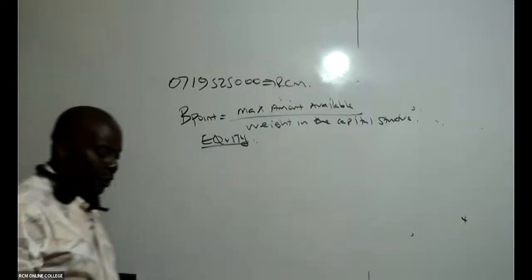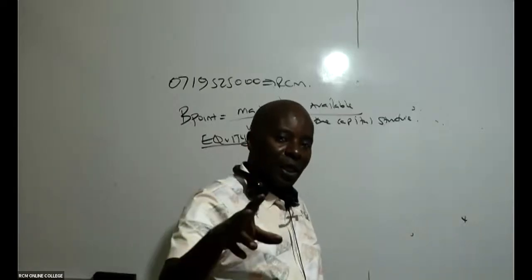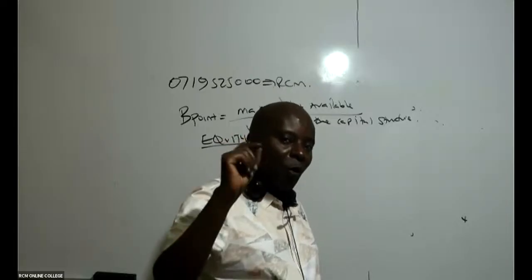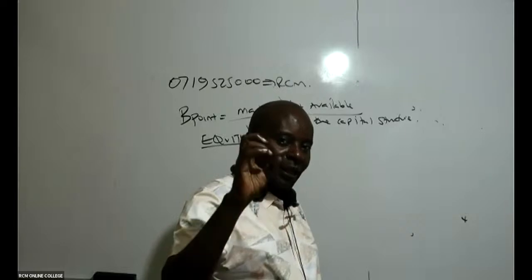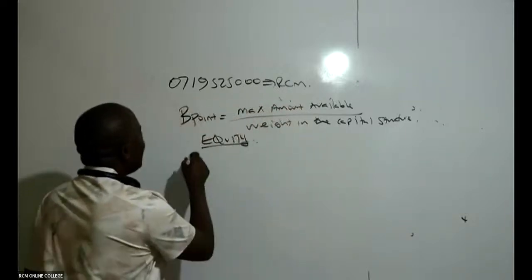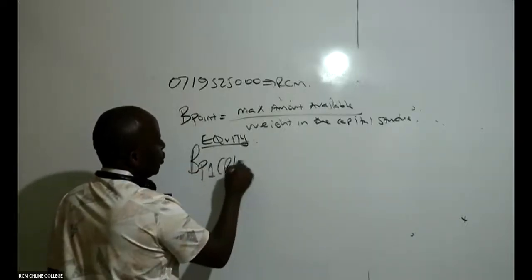So remember, for equity you've got two things: you have retained earnings and you have ordinary shares. So for equity, you must give us the breakpoint for retained earnings first, since it is cheaper, and then the breakpoint for the ordinary shares. So come here and give me BP1, retained earnings.